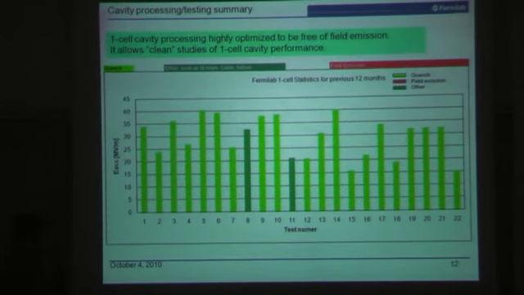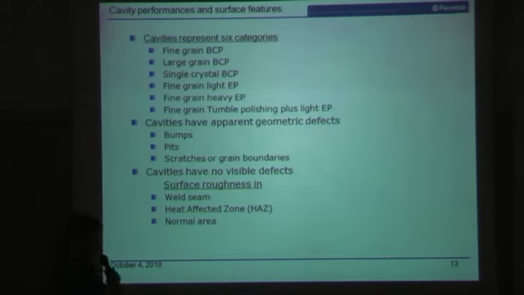And here's the bragging slide: at Fermilab we highly optimized the single cell handling process. Within the past 12 months, we achieved 22 cavity single cell processing without a single case of field emission. That's strictly field emission because the X-ray detector detects no X-ray signals above background. So that way we can confidently study the quench behavior of the single cell without worrying about the noise of the electron activities.